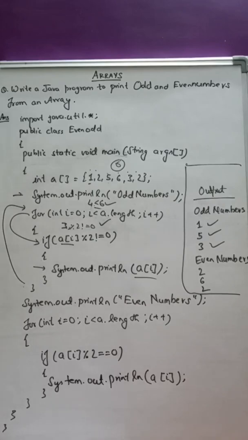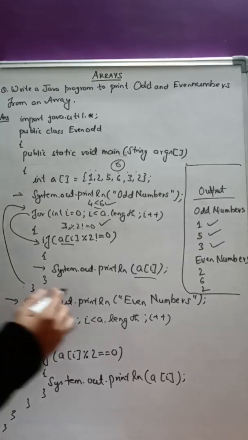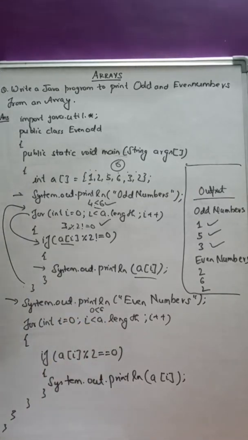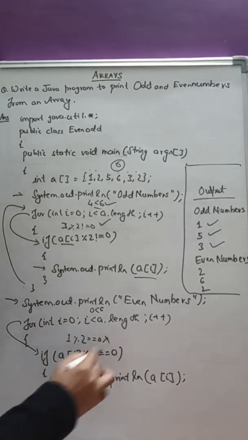Now coming over to the even number case. For even numbers, we have first written the statement, and this statement will be executed first. After this statement is executed, the next thing we are doing is going through the for loop where i equal to 0 and a dot length is 6 over here. Again the condition 0 less than 6 will be checked, and it will be true. Inside this you will come to the if condition, and in the if condition you will see that 1 modulus 2 is double equal to 0. This condition is false over here.